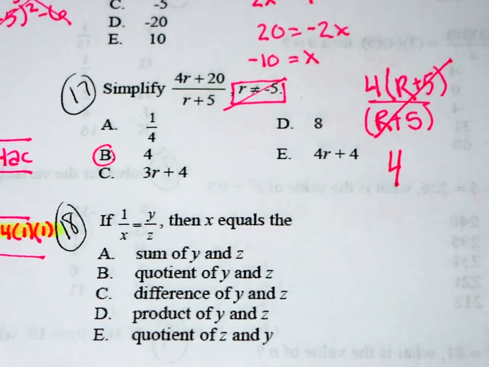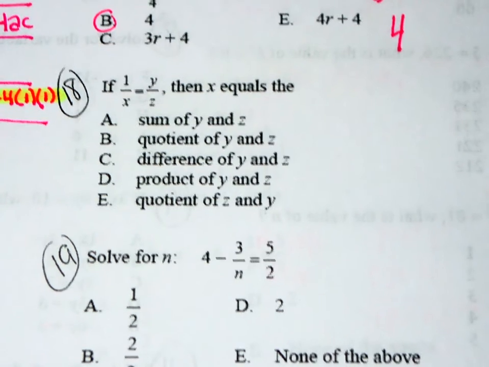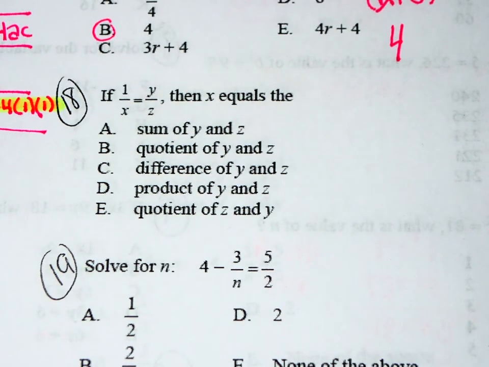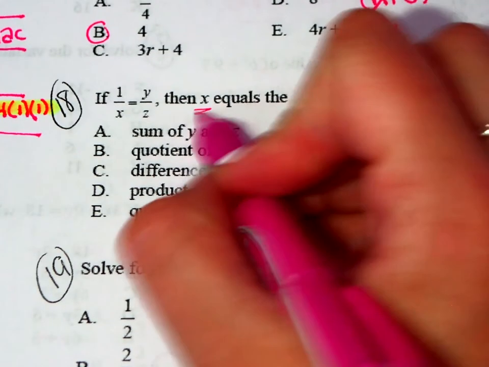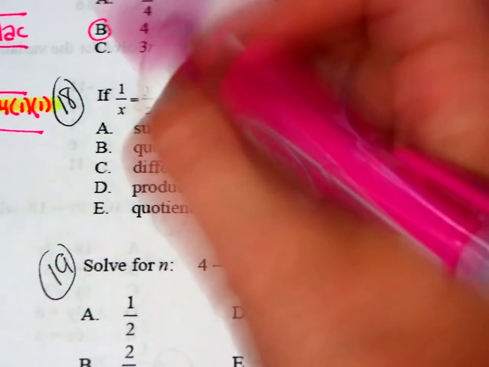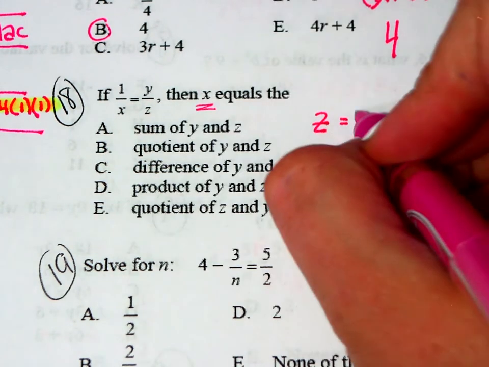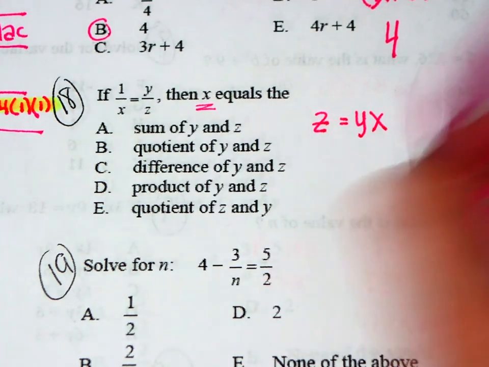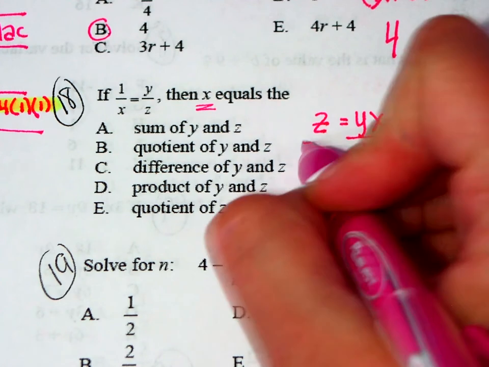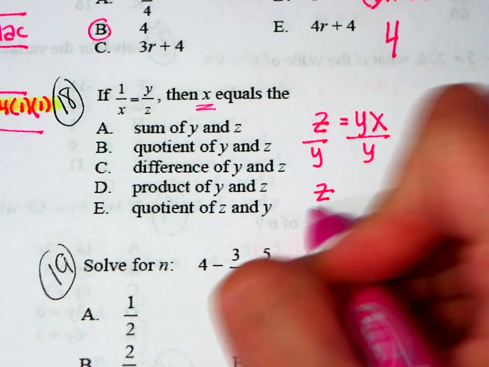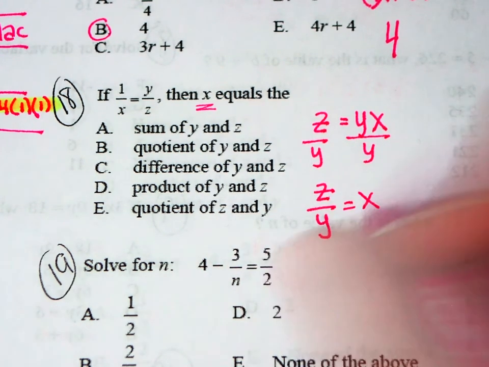So look for GCFs. Okay, 18 is a great problem because instead of giving you the answer, it's giving you the answer in words, and it's up to you to read them. So first thing I want to do, we're solving for x, so I need to cross multiply. 1 times z is z. Y times x is yx. And if I want to get x alone, I would divide by y. So I get z over y equals x.